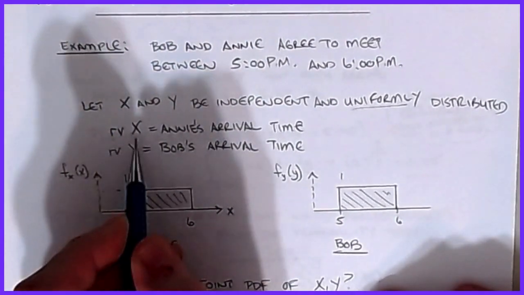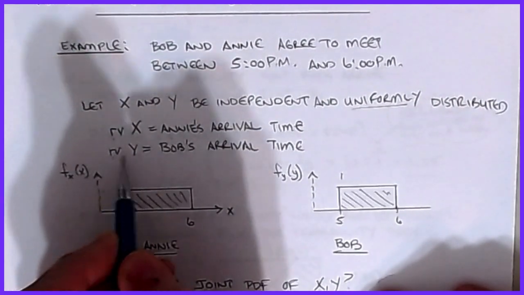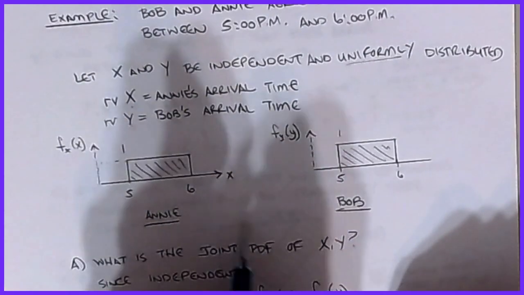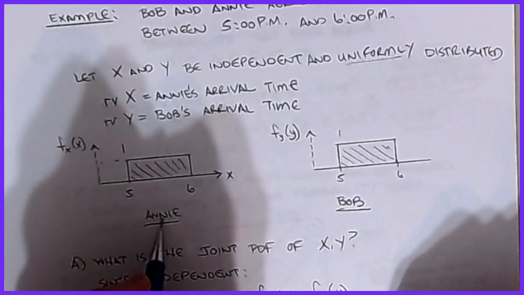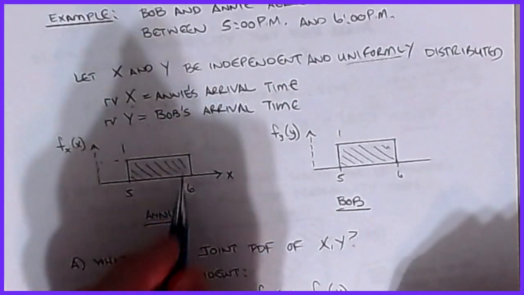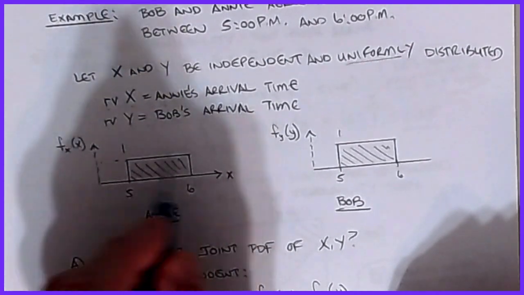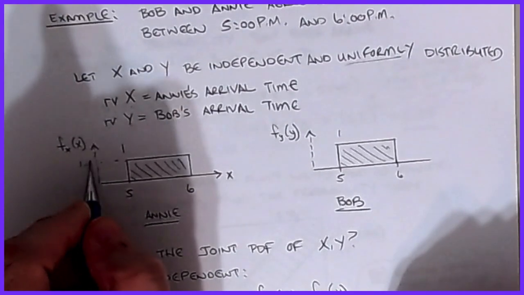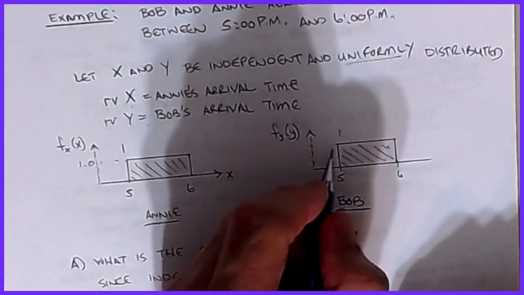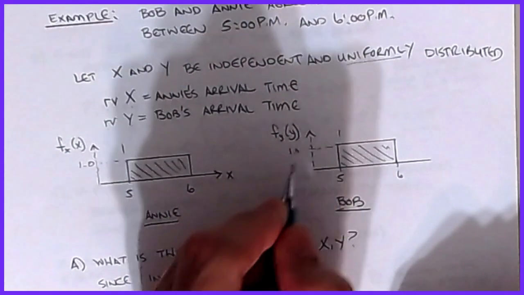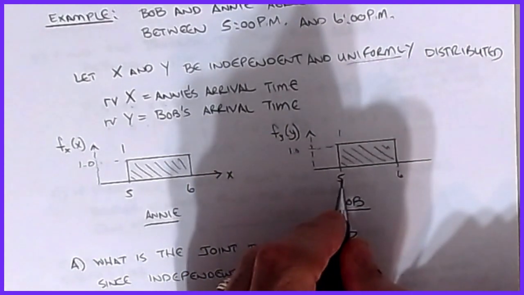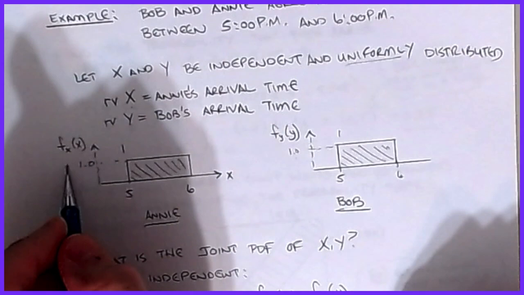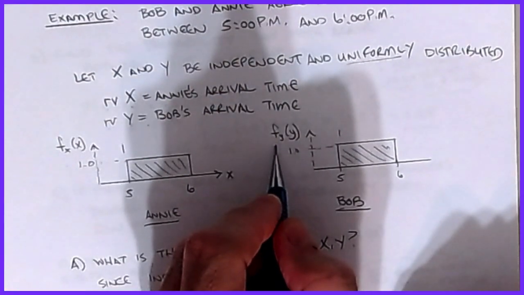So we're going to define random variable x as Annie's arrival time and random variable y as Bob's arrival time. If I draw their distribution based off of time, the Annie distribution we said was uniform between 5 and 6. And this is a 1 hour difference, so the magnitude value here is 1.0. Just like for Bob, he could arrive anytime, equally likely, between 5 and 6, magnitude value 1.0. So this is the marginal of x, this is the marginal of y. It has nothing to do with the other.